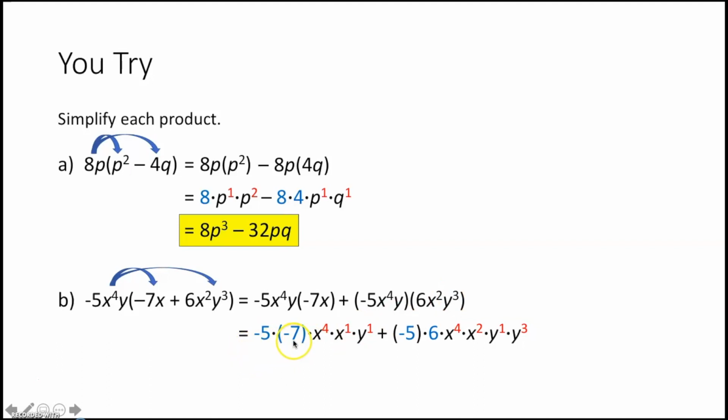What's -5 times -7? That's going to be +35. Then x to the 4th times x to the 1st is going to be x to the, we add those exponents together, 5th power, and then y to the 1st we tack on the end, so it looks something like this. Over here, -5 times 6 is going to give you -30. We then multiply the x to the 4th times the x to the 2nd, and you get, when you add those exponents together, x to the 6th, and the y to the 1st times the y to the 3rd. When you add those exponents together, you get y to the 4th.